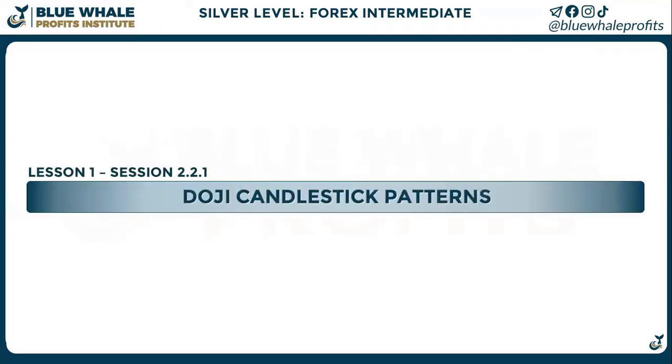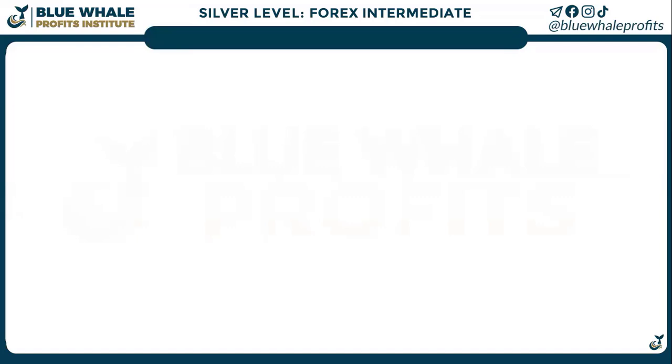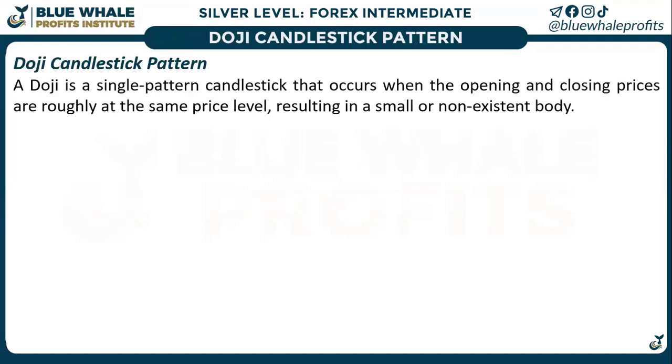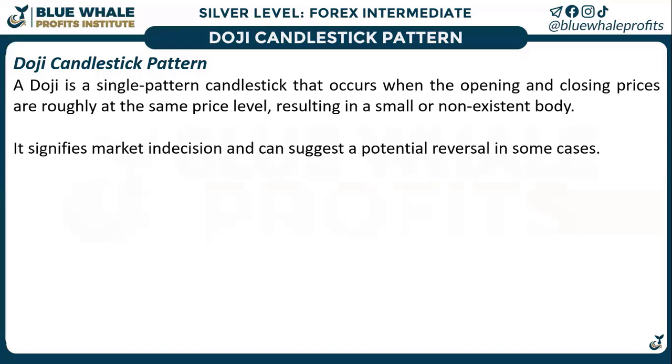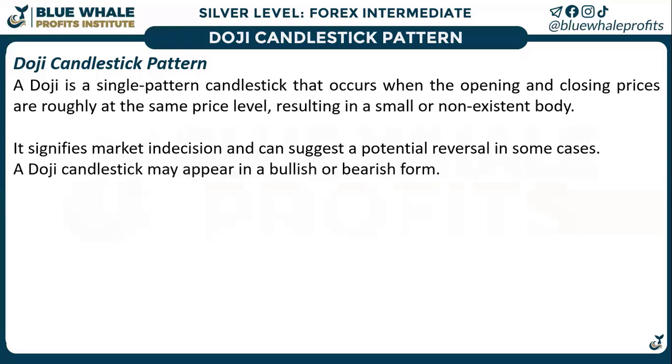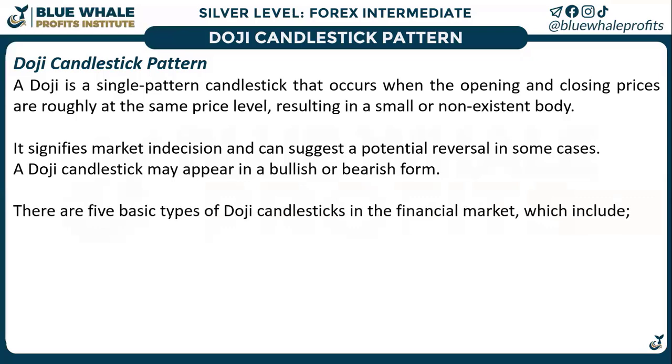So moving forward, let's talk about Doji candlestick patterns. So Doji is a single candlestick pattern that occurs when the opening and closing prices are roughly at the same price level, resulting in a small or non-existent body. It signifies market indecision and can suggest potential reversal in some cases. So a doji candlestick may appear in a bullish or bearish form.